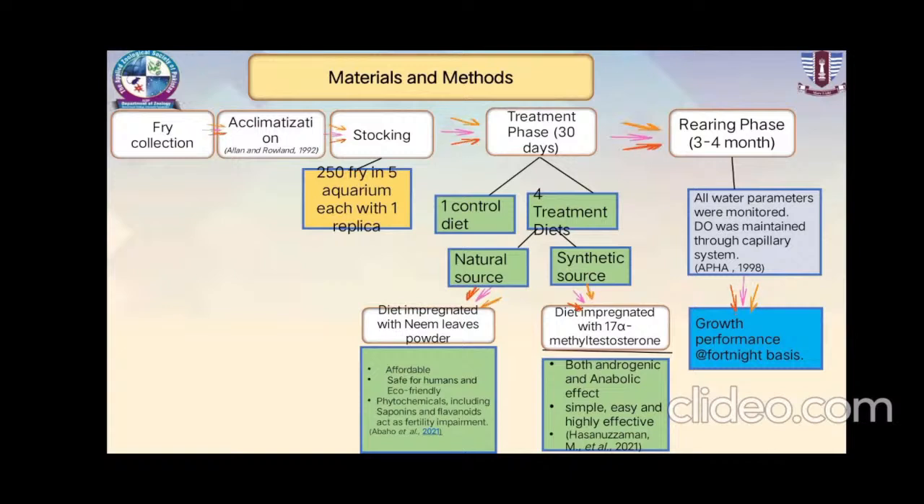The natural source was neem leaf powder. Why did we choose neem leaf powder? Because it is affordable, safe for humans, and eco-friendly. Phytochemicals including saponins and flavonoids cause fertility impairment, and compared with the hormone-based diet, they have both androgenic and anabolic effects, and are simple, easy and highly effective.